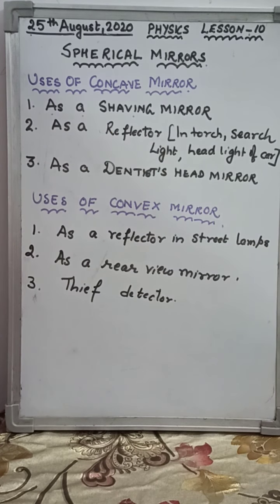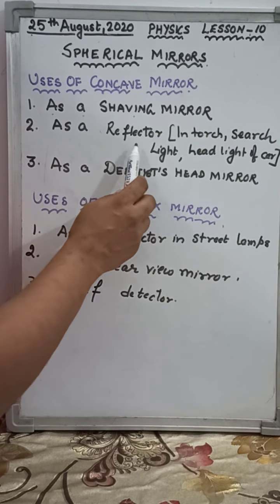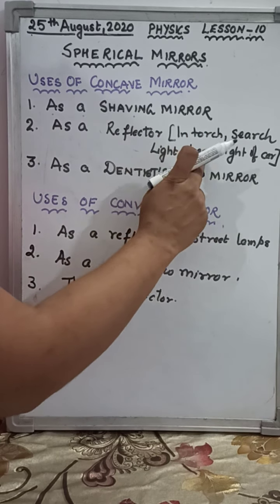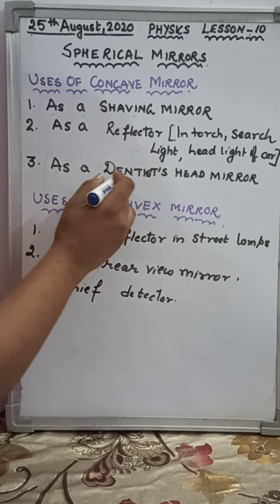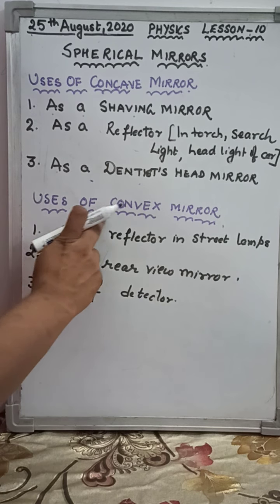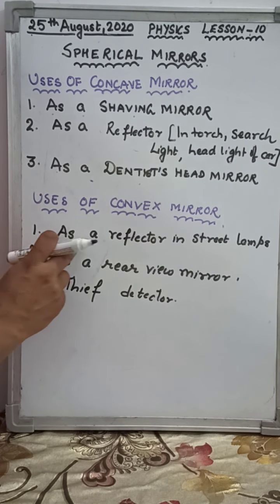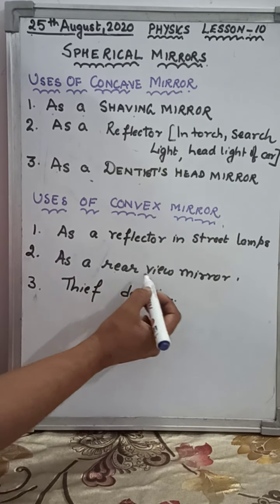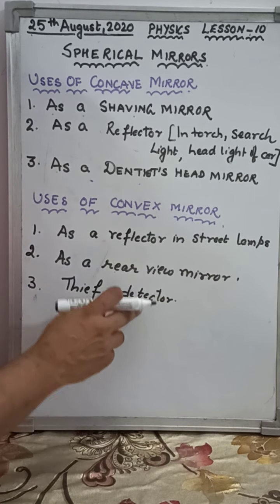Second use: they are used as a reflector in torch, searchlight, and headlight of car. Clear? Third, they are used as a dentist's head mirror. Now uses of convex mirror. Convex mirrors are used, first, as a reflector in street lamps. Second, as a rear view mirror. Clear? Last, third one, thief detector.